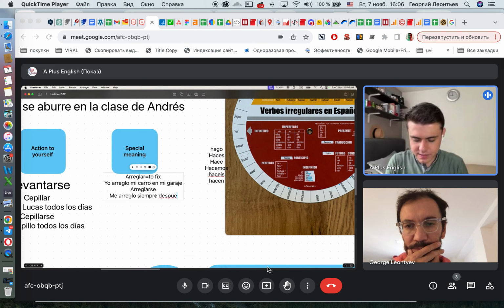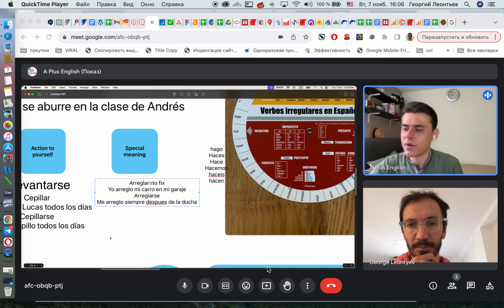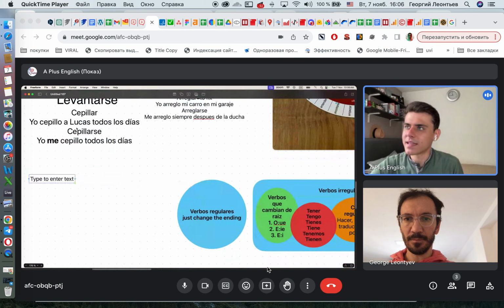siempre después de la ducha. I get ready every time after the shower, right? So me arreglo. But what is an example? What is another reflexive verb that is not a special meaning?